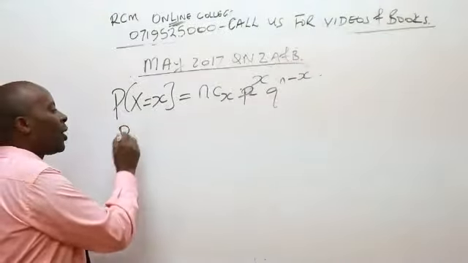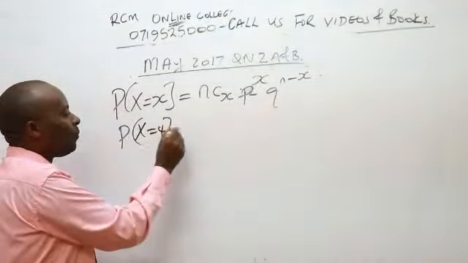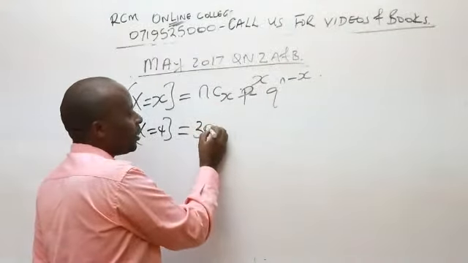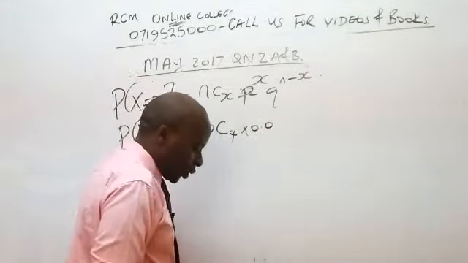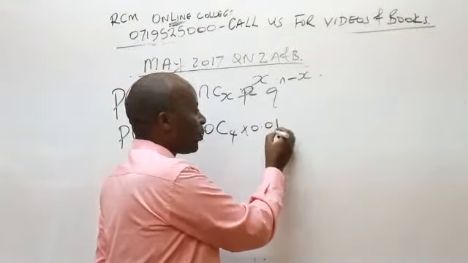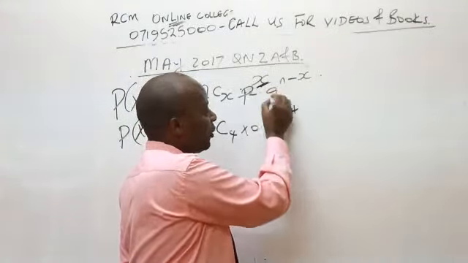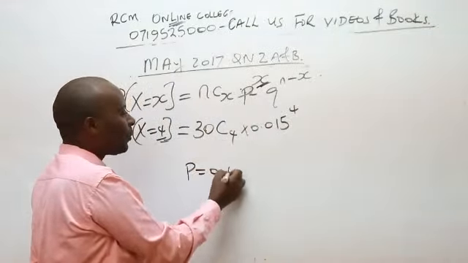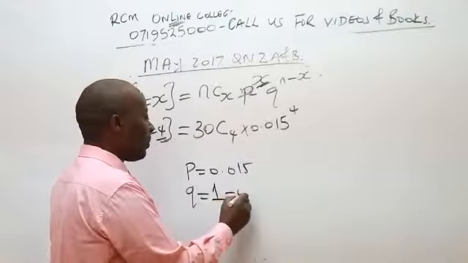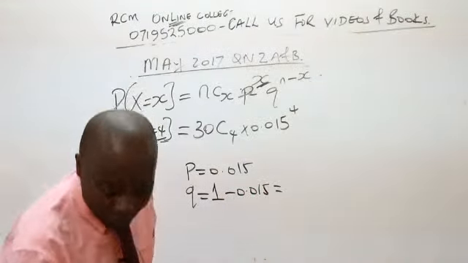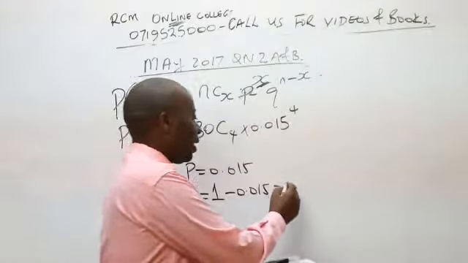So probability, I'm moving quite fast because I know now you have become accustomed to this. This now is quite simple to us. So the probability of x being equal to 4 will be equal to n, which here is 30, combinations x parameter is 4. And then we have the probability of success, which is 0.015 raised to x, which is 4. And then we have q. I forgot to tell you that if p is 0.015, then q, given that the 2 must always add up to 1, is 1 minus 0.015, which is 0.985.